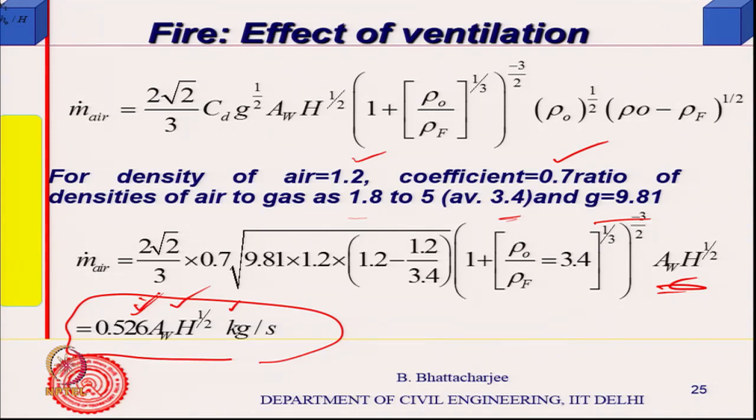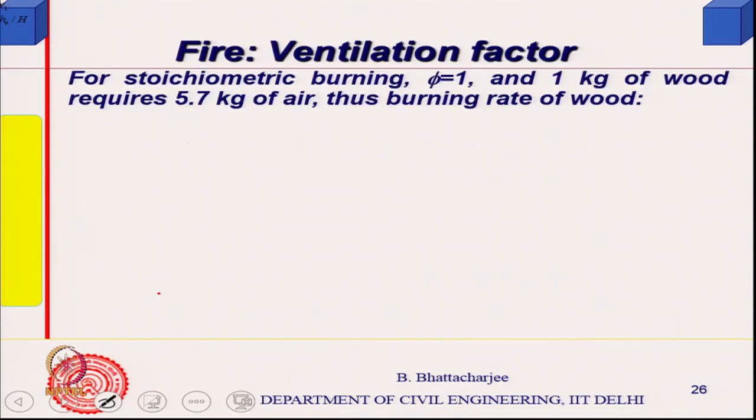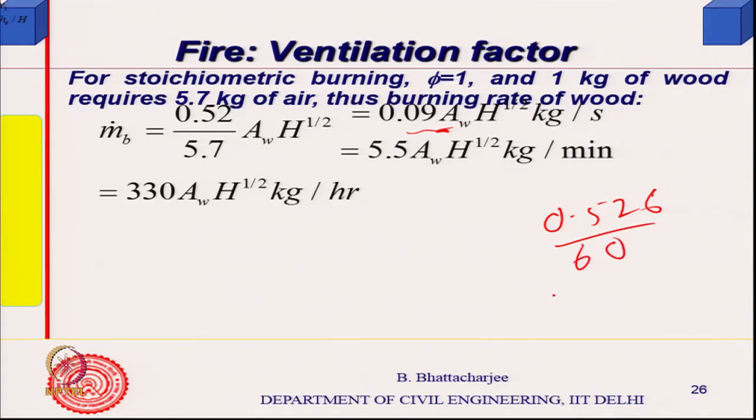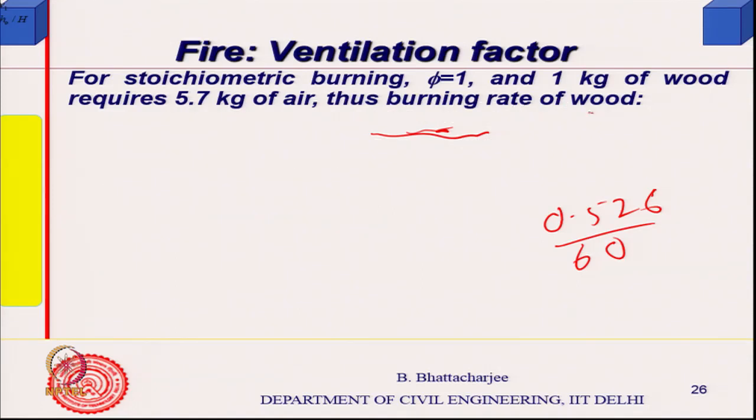60.526 divided by 60.0, approximately it will be 0.0526 by 60. So, it will be somewhere close to 0.08 something, right. So, it is taken roughly as 0.09 AW, sorry, no, there is a 5.7, yeah. Now, taking just a minute.